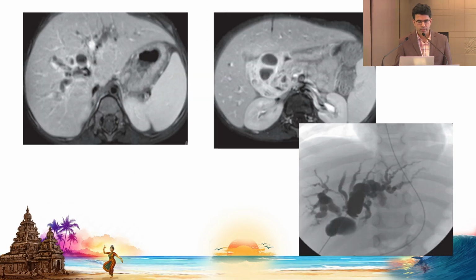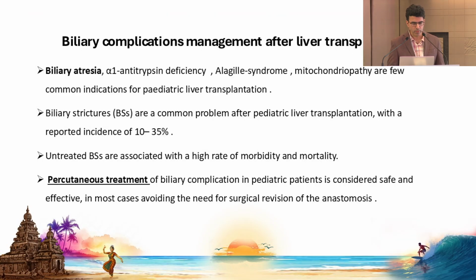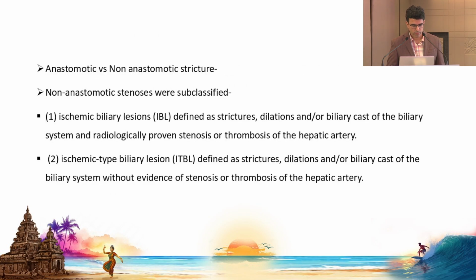So this is the most common indication, the biliary complication after liver transplantation. As you all know, biliary strictures are a common problem after pediatric liver transplantation, with an incidence of 10 to 35%, and untreated strictures are often associated with high mortality and morbidity. Percutaneous treatment is considered safe and effective, and in most cases avoids the need for surgical revision or re-anastomosis.